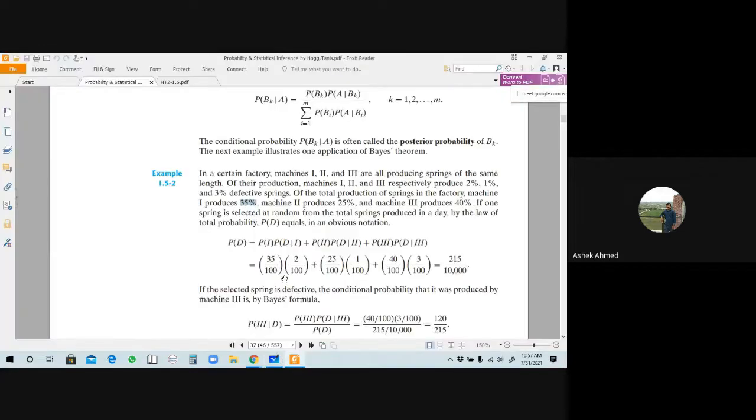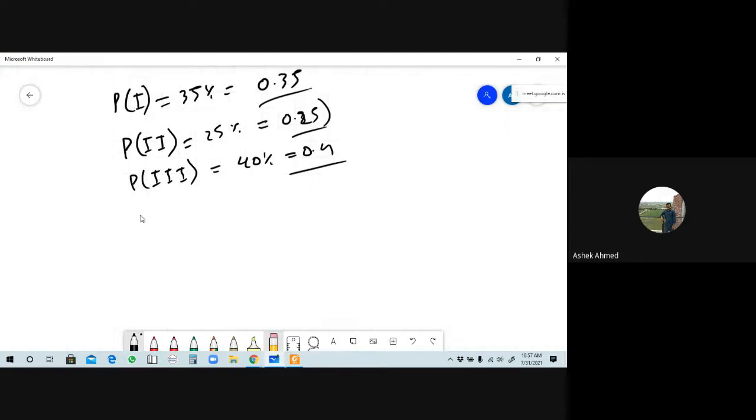From here, in that case, you have to take an event that represents all the springs produced of the same length. Means machines 1, 2, and 3 produce springs, and this part is defective spring. So you have to consider an event for defective spring. Understand? So that will be D here. D means defective spring.